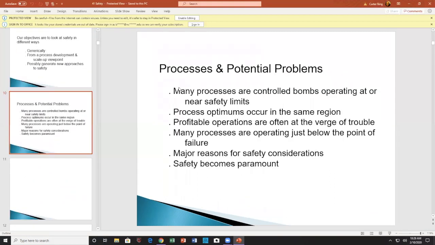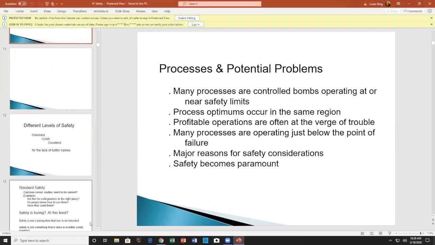Many processes are controlled bombs. That's just unfortunate. They basically control bombs operating at or near safety limits. Process optimums occur in the same region. Profitable operations often are on the verge of trouble. Many processes are operating just below the point of failure. Major reasons for safety consideration: safety is paramount in that you may not have a plant after a major accident. So it's something to be aware of.